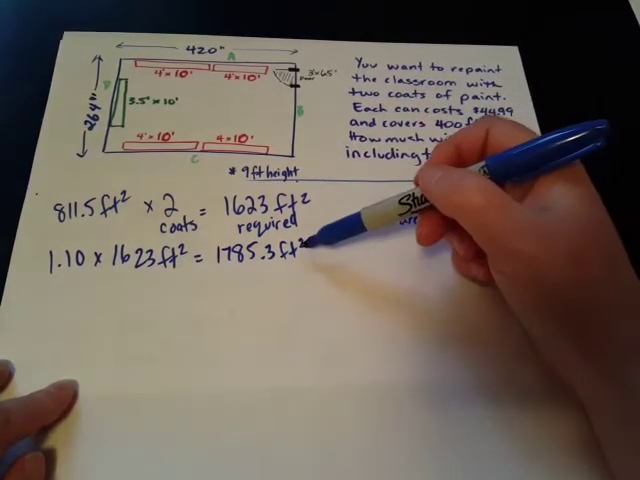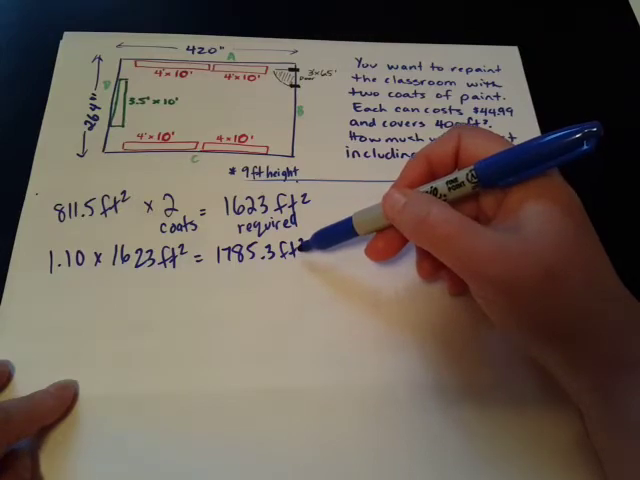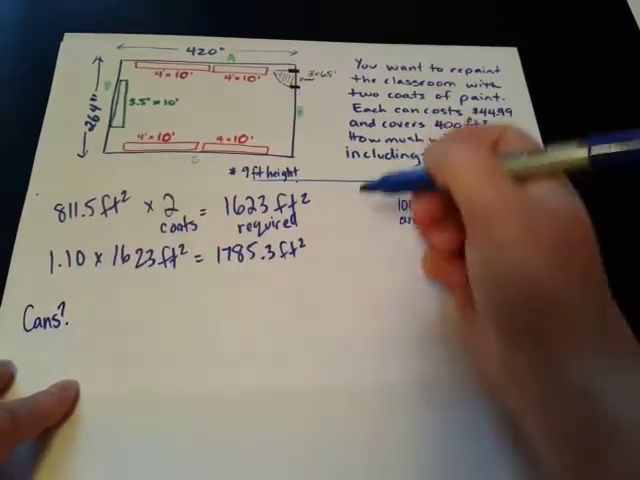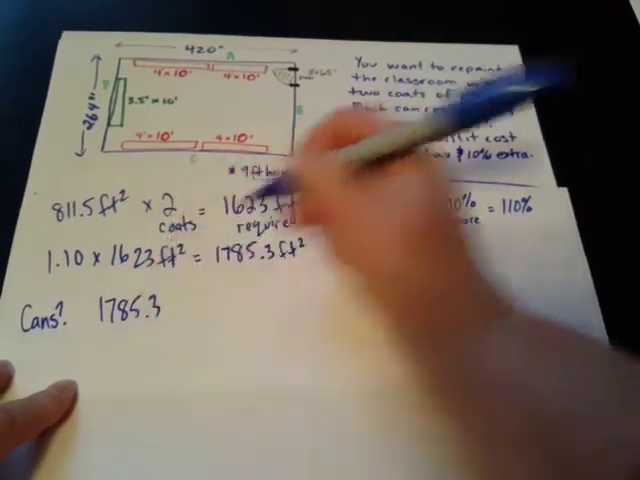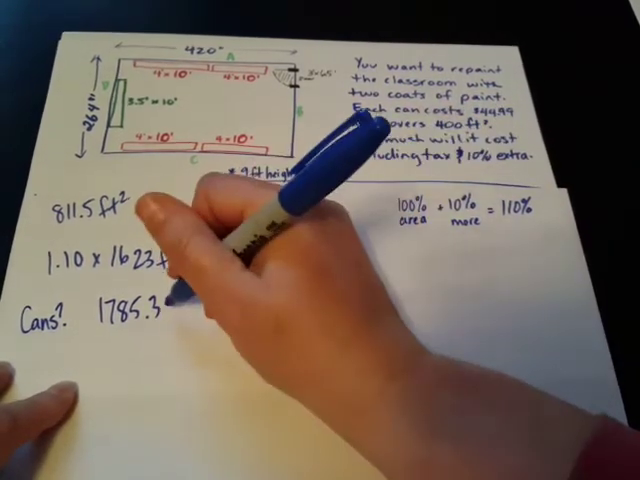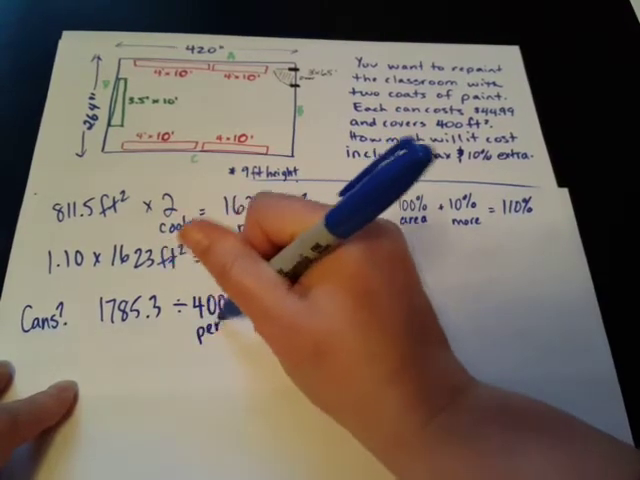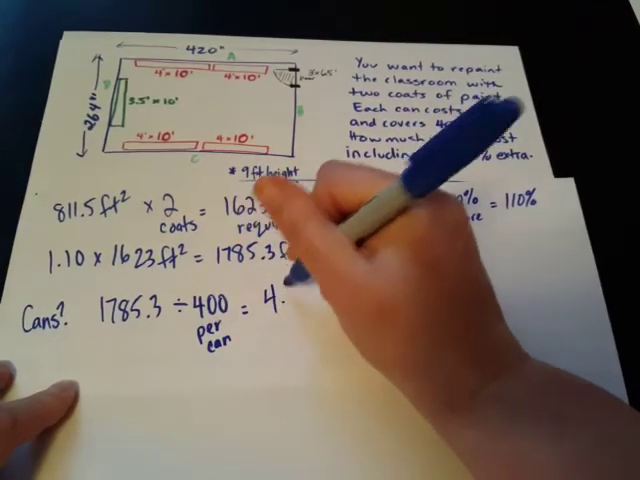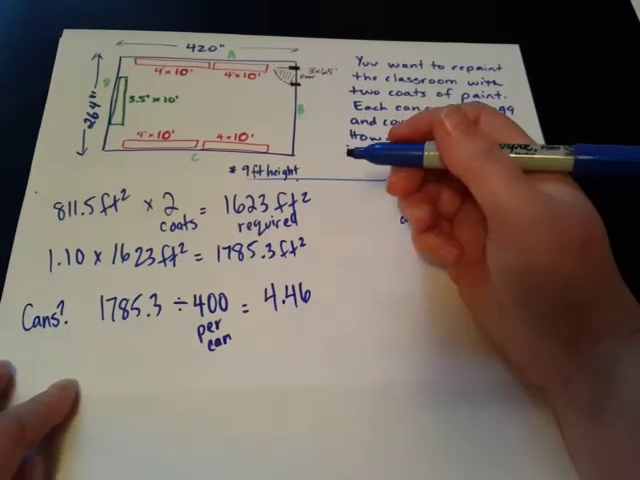So now we know the total, including the extra, and we want to find out how many cans of paint. For each can, we've got a coverage of 400 square feet. And so doing this on our calculator, we're going to come up with 4.46 cans.